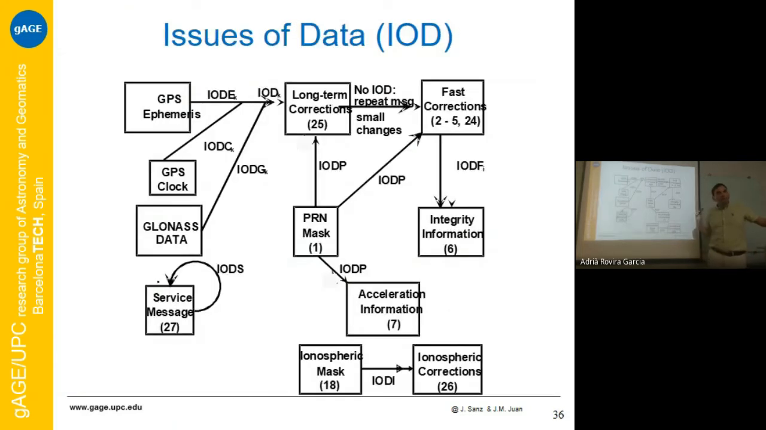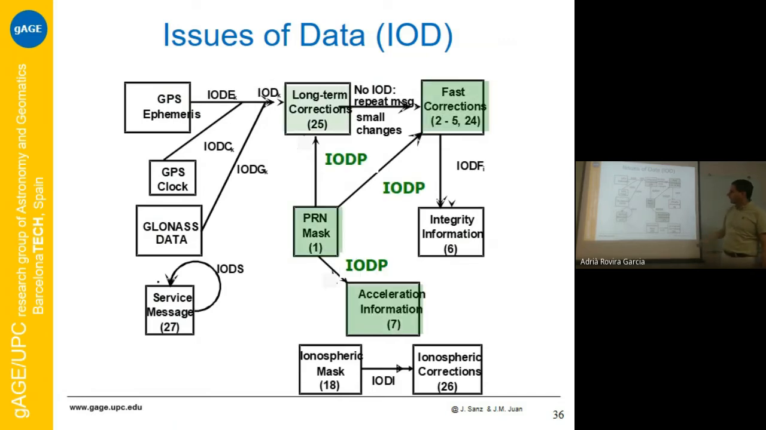Here, I will not go into the details, but you can see how all of these corrections are used. We have a lot of identifiers, the issue of data for the clock, the issue of data of the ephemeride, the issue of data of the PRN mask, and everything has to match. We need to use the information properly, and how to use this information properly is detailed in the MOPS.